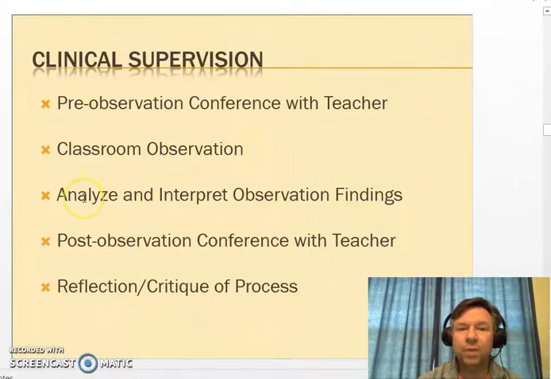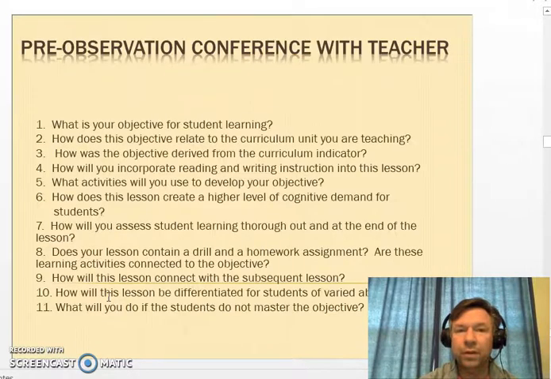You want to then analyze and interpret your findings, which is the next step. Then you conduct your post-observation conference, where you interact with the teacher, you share your feedback and information, and get input from the teacher and clarify additional comments on any topics that you may not be clear on, and then you reflect and review on the process as it unfolded.